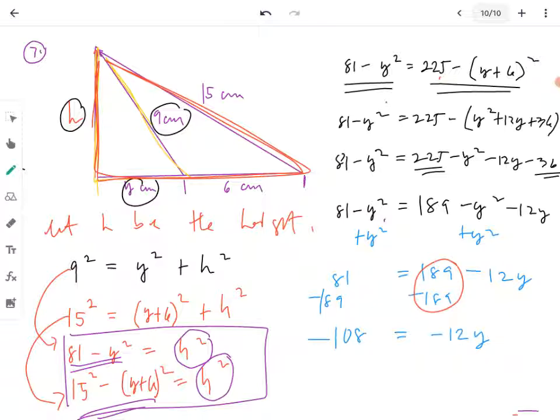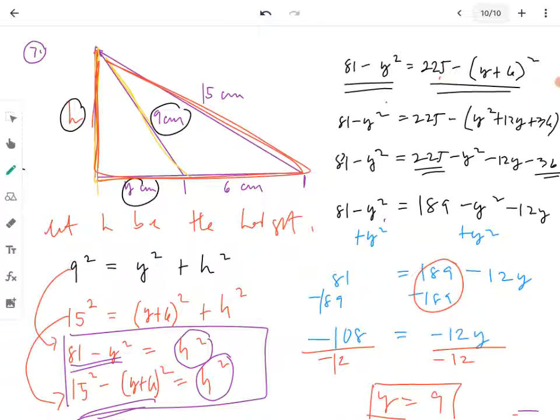So now we can solve for y. That's the one we're solving. So divide by negative 12, divide by negative 12. Y is simply negative 108 divided by negative 12, which is 9. So therefore y is just 9 cm. Okay.